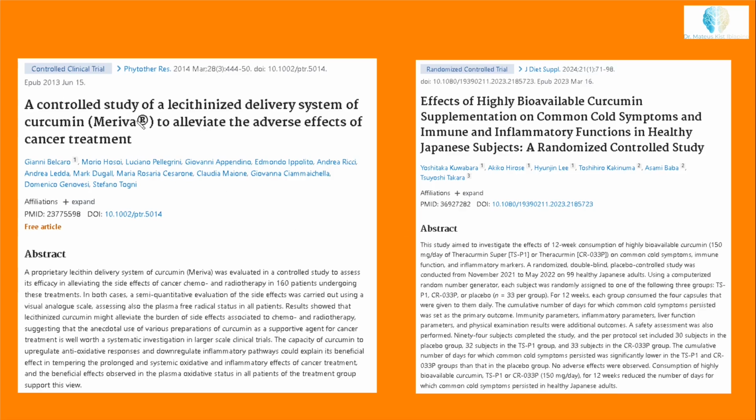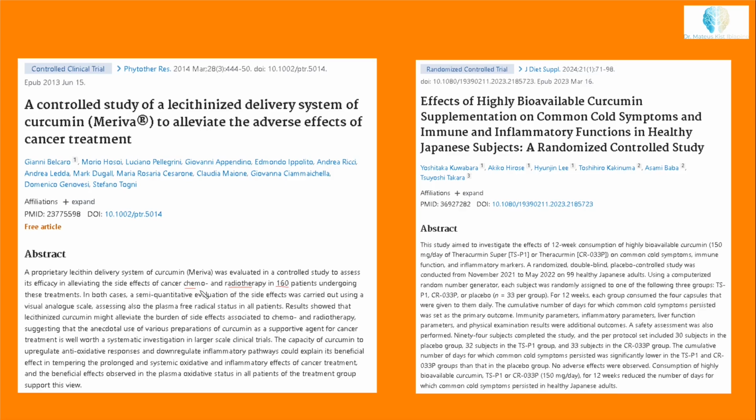Here we have a clinical trial investigating the use of a specific formulation of curcumin called Meriva. It's a second generation formulation to alleviate the adverse effects of different types of cancer treatment. So they studied 160 patients, they used chemotherapy, radiotherapy, and overall they saw that the patients who used curcumin had a smaller amount of adverse events related to cancer treatment.